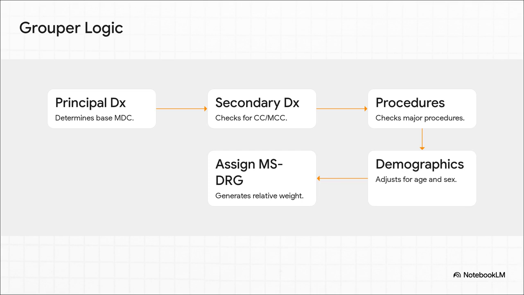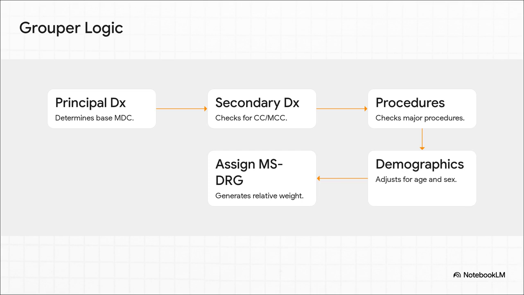The grouper is this really complex software logic engine, but we can break its workflow down into 5 basic steps. Step 1, the engine reads that principal diagnosis we just talked about, which sets the base major diagnostic category, or MDC. Step 2, it scans all the secondary diagnoses looking for complications or comorbidities. We call these CCs and MCCs.